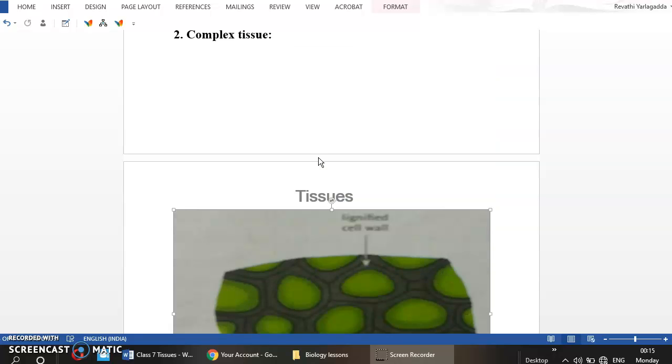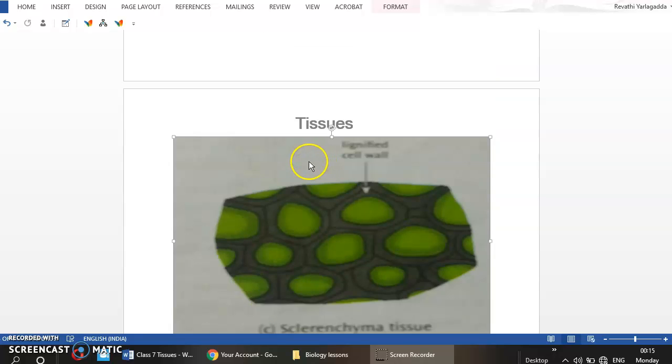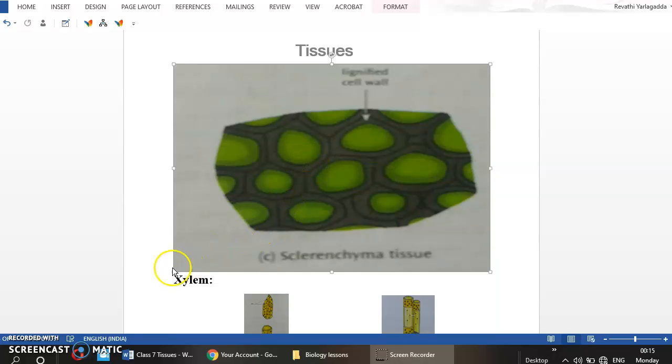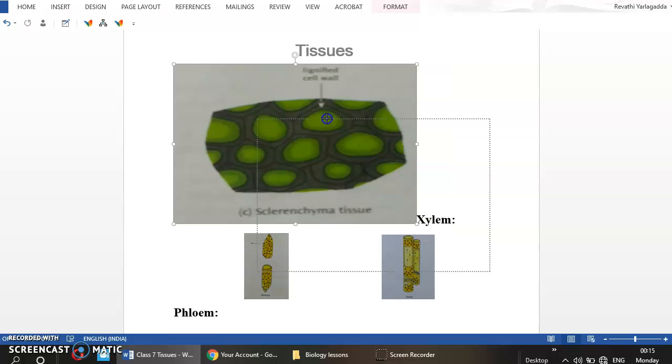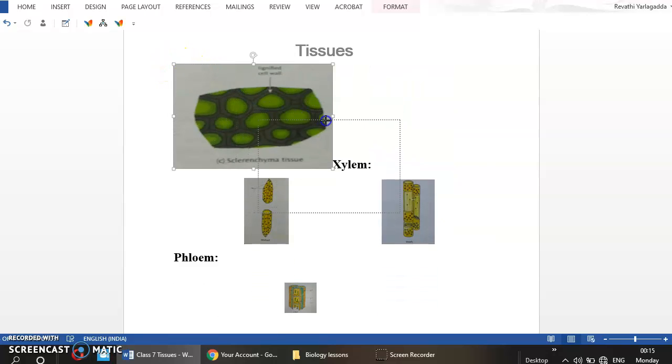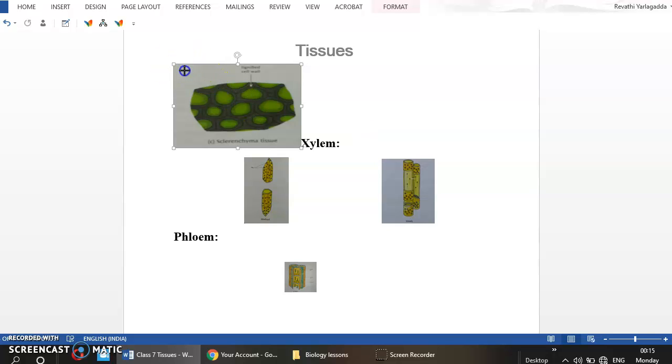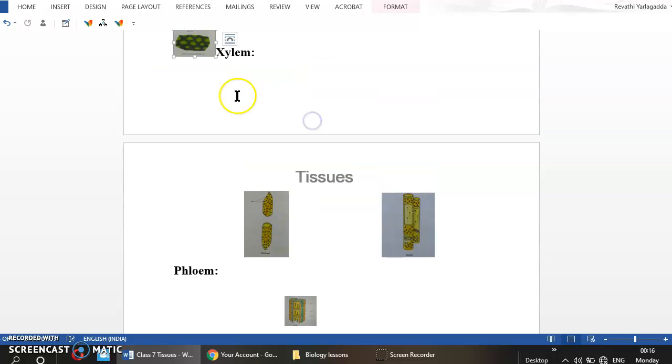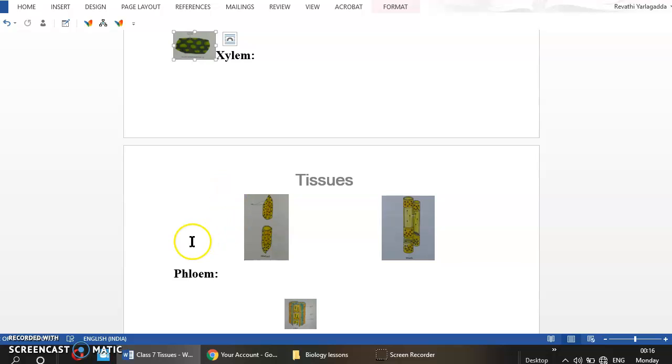So sclerenchyma tissue is of two types: fibers and sclerites. Fibers are present in the stems of certain plants like coconut and jute, whereas sclerites are present in the coat of the seeds as well as in the pulp of the fruits, right? So with this, the simple tissue is over. Then we'll move on to the complex tissue.